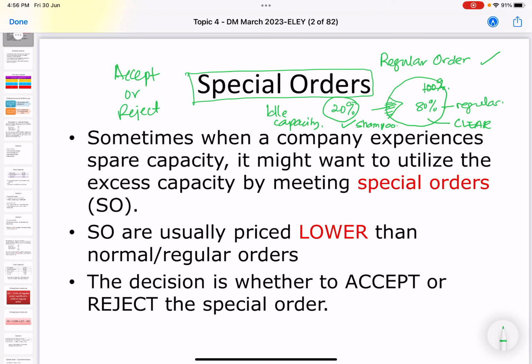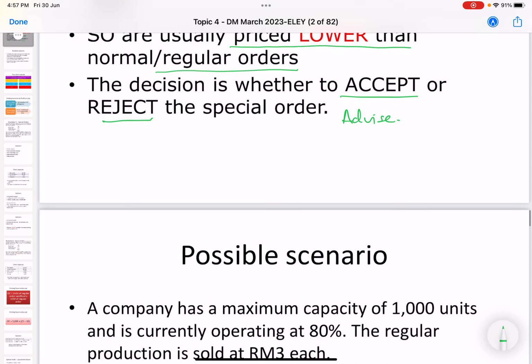Alright, so what the company can decide is whether they want to accept or reject the special order to use up the 20% capacity. Usually if they decide to produce the special order, the special order will not be as expensive as the regular order, because normally it is priced lower than the regular orders. It's basically similar, but they might not have the special packaging, they might not have the special ingredients in the product, and so on. So the company will have to accept or reject the special order. So we as the management accountant, we need to advise the manager whether they should accept or reject.